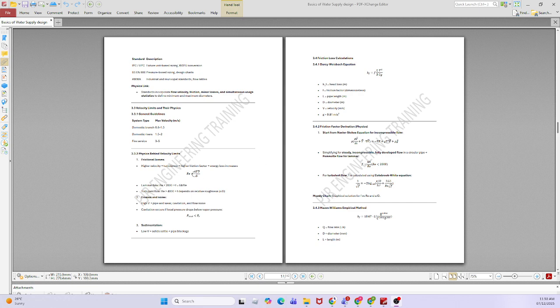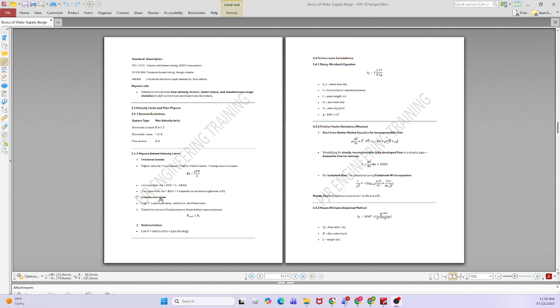So you can see the Reynolds number. There is laminar flow. How do you calculate laminar flow? If your Reynolds number is less than 2000, it is laminar. If your Reynolds number is more than 4000, it is turbulent flow. If it is in between, it is called transition flow.